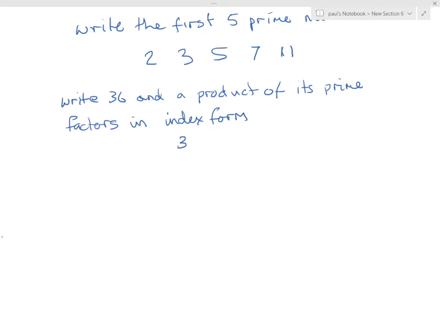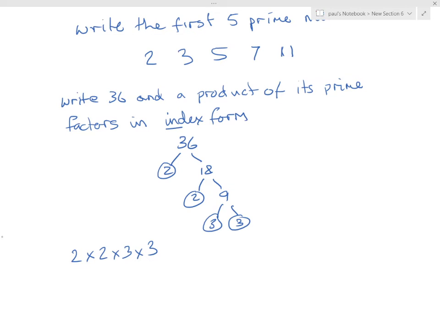So let's do this. 36. Any two numbers that multiply together to make 36. And there's a prime number. Any two numbers that get 18, prime number. And 3 times 3 is 9. So we've got all this. We've got 2 times 2 times 3 times 3. Now, in index form, we've got to tidy this up a bit. 2 squared times 3 squared equals 36.